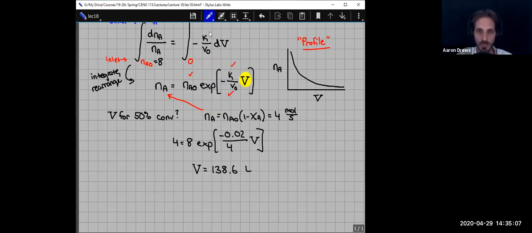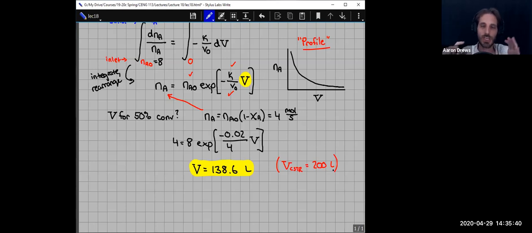That would be considered our answer for this one. That was what the problem actually asked us to do, was solve for that. If you compare that to the volume for a CSTR, that was 200 liters. So we didn't have to change anything about our system in the sense that we can pump exactly the same stuff through at exactly the same temperature. We don't know the temperature here, but whatever it was, use the same temperature, use the same rate law, same volumetric flow rate, same inlet concentration, all of that stuff.